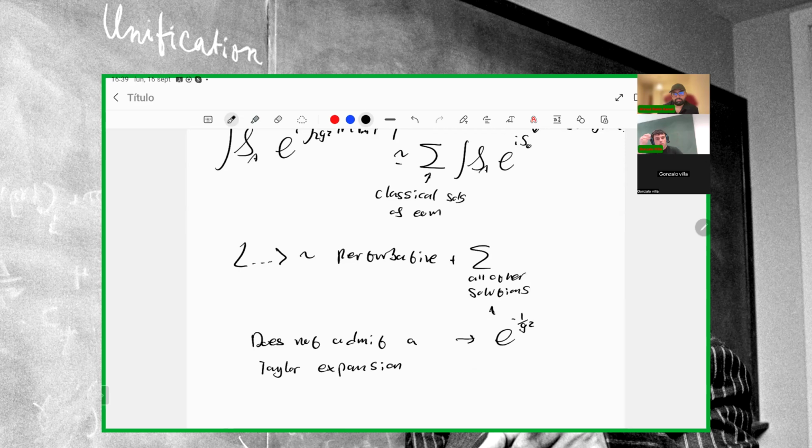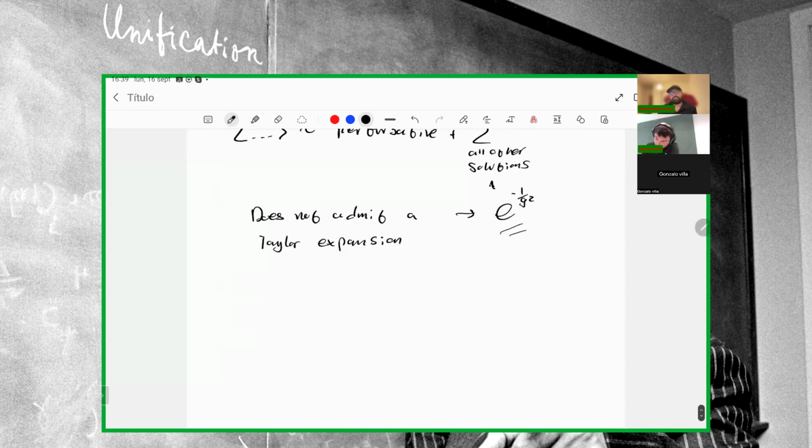In particular, what that means is that the perturbative expansion is essentially a Taylor expansion in g squared. However, the perturbative expansion of e to the minus 1 over g squared is always trivial when g squared goes to 0. It's something that the perturbative expansion cannot capture. We have just seen an example of a non-perturbative effect.